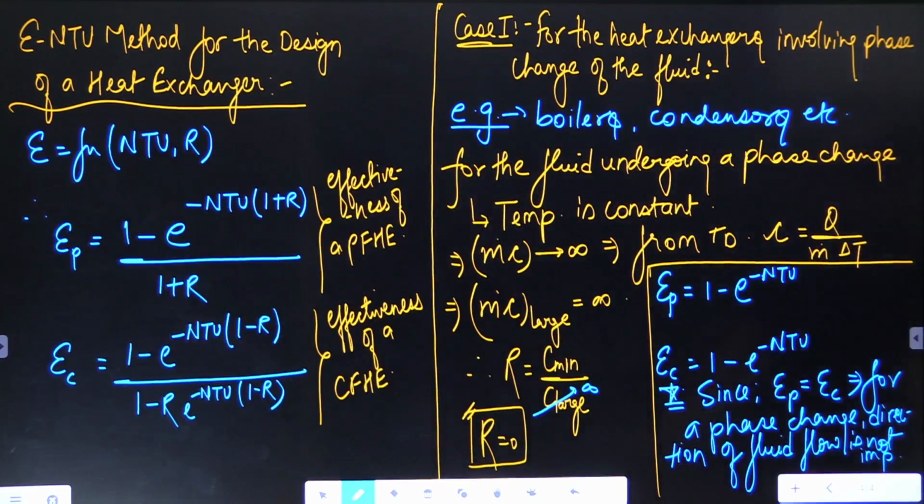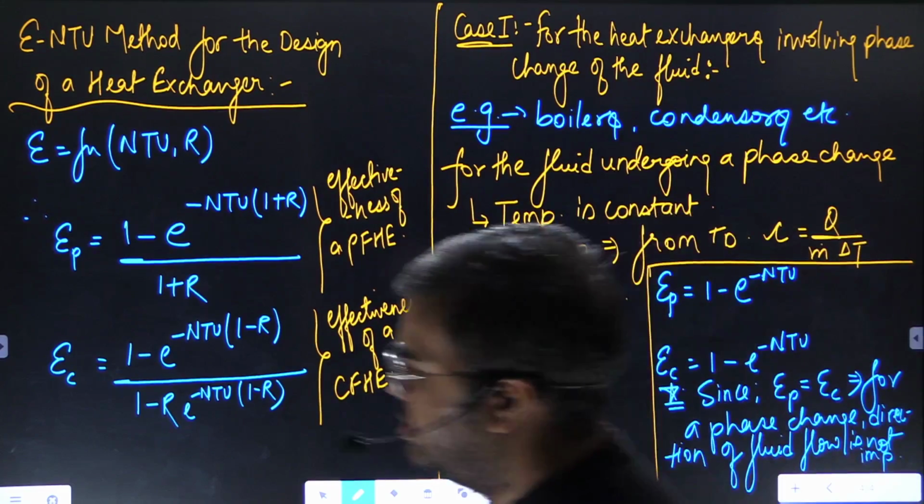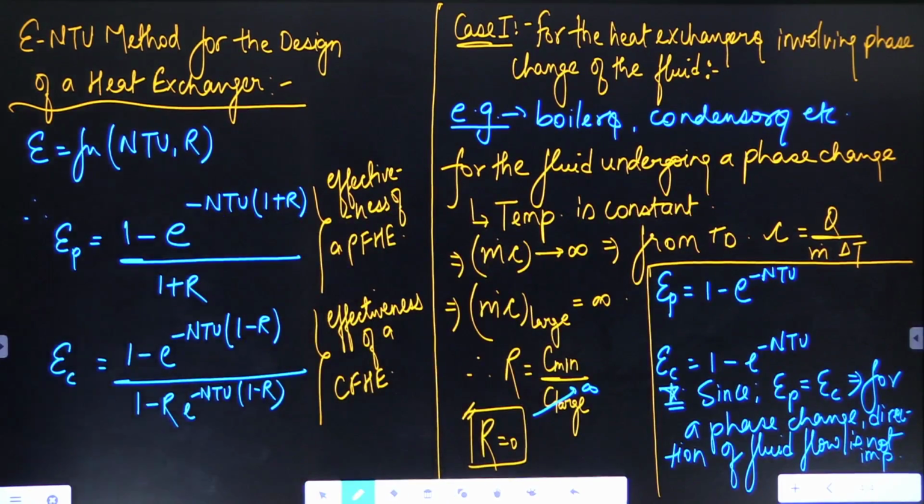But before that, just take a screenshot. And the same result we obtained in theta LMTD. When we were talking about theta LMTD, then in that case, theta LMTD was equal. This time, what is equal? Epsilon, means effectiveness is equal. Shall we?